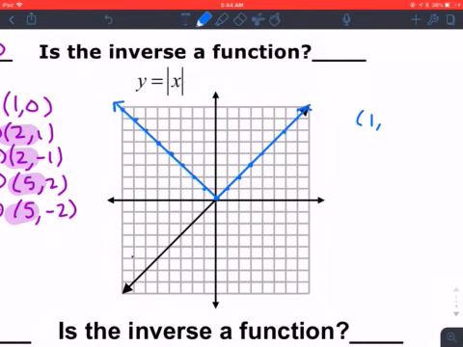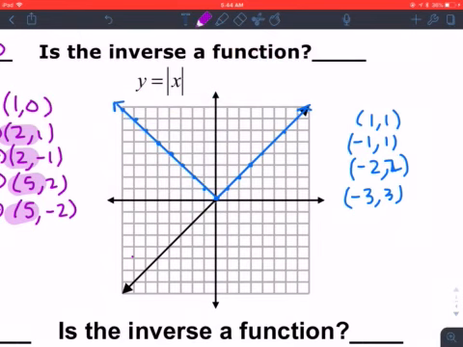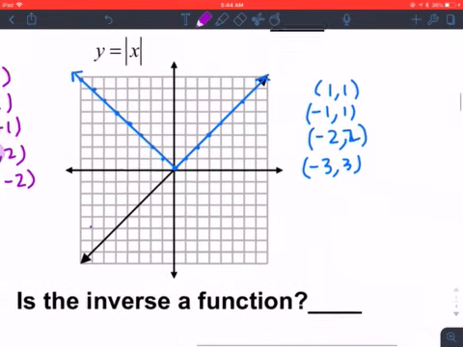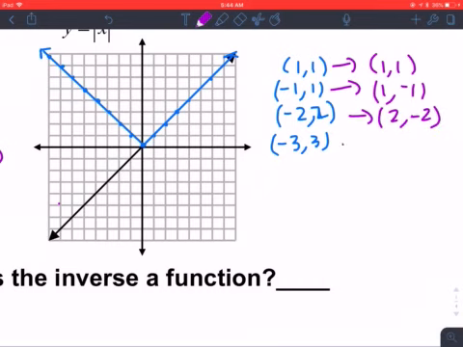We've got a point at 1, 1. When we flip that, it's just going to be 1, 1. We have one at negative 1, 1, negative 2, 2, negative 3, 3. So my 1, 1 is going to stay 1, 1. But my negative 1, 1 will become 1, negative 1. 2, negative 2. And then 3, negative 3.